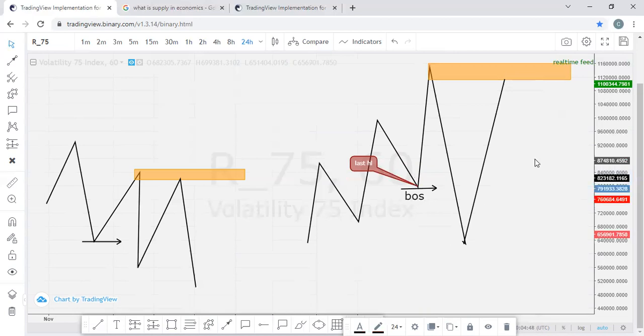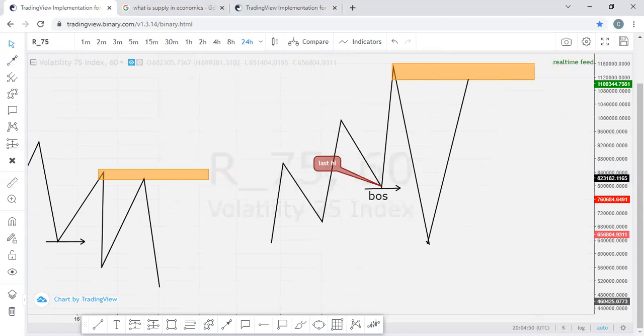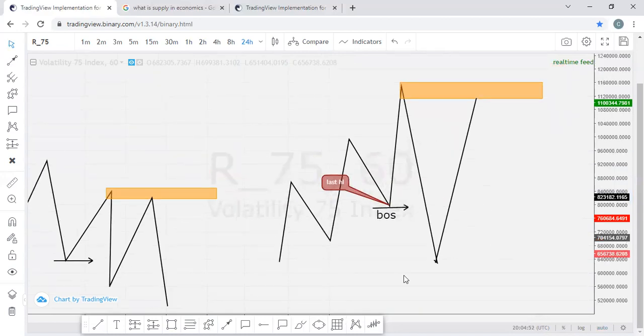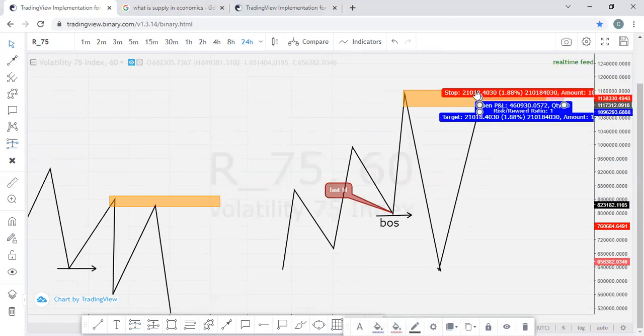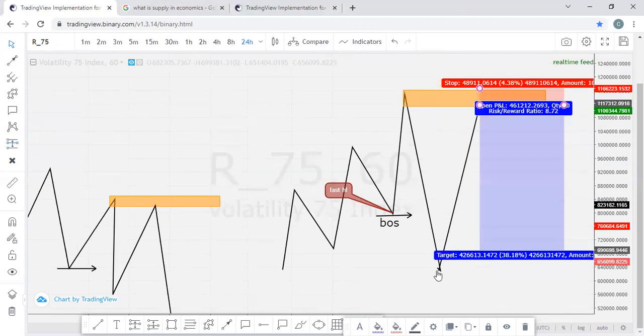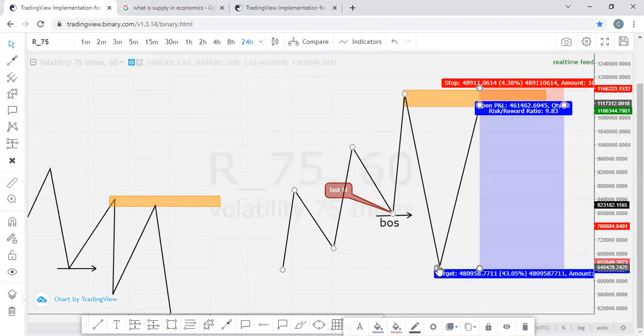So you can simply target the supply zone that broke structure. This is a very simple way to trade. Supply zone that broke structure, you take your sell there. Your stop loss should be above the last high, and then where are you targeting? You're targeting this low here, this last low, right? So this is a very simple way to trade.